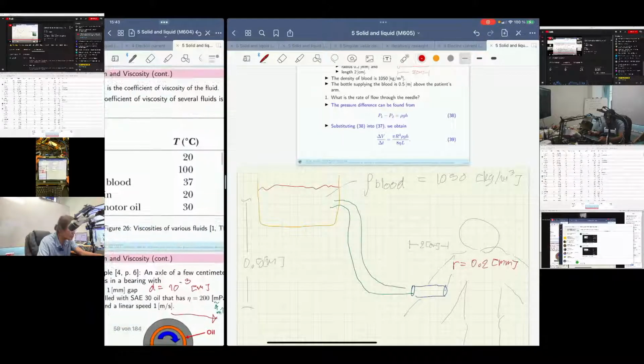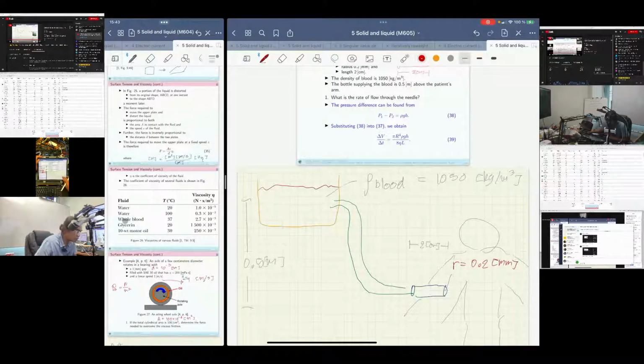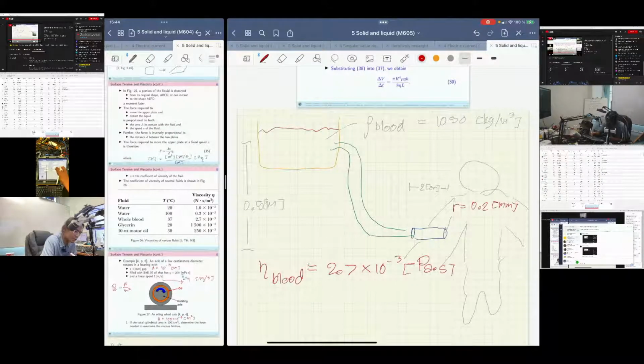Let's get back to the table, and we would see the viscosity of blood at normal body temperature. 37 is not room temperature of 20 degrees Celsius, because our internal temperature of the body is 37 degrees Celsius. It's 2.7. So eta of blood is 2.7 times 10 to the negative 3 Pascal times second.